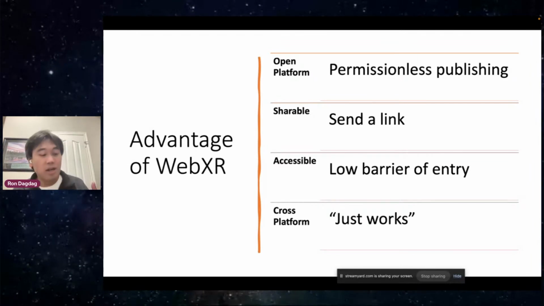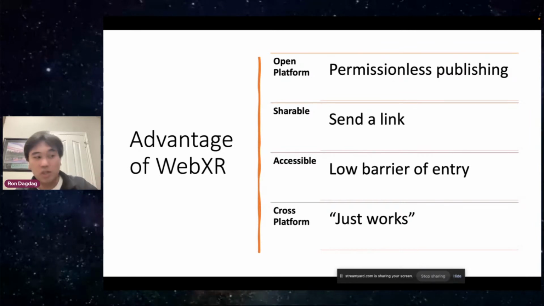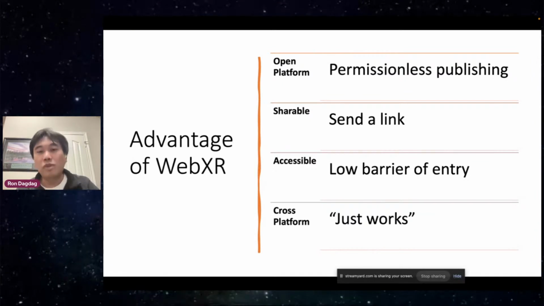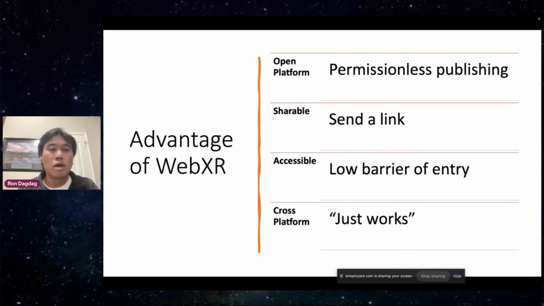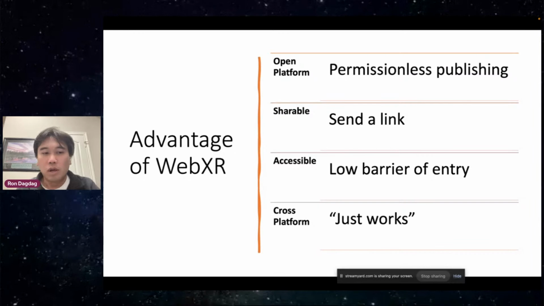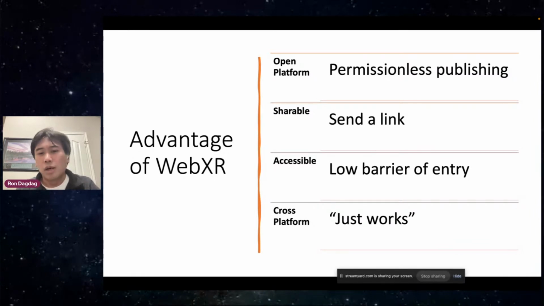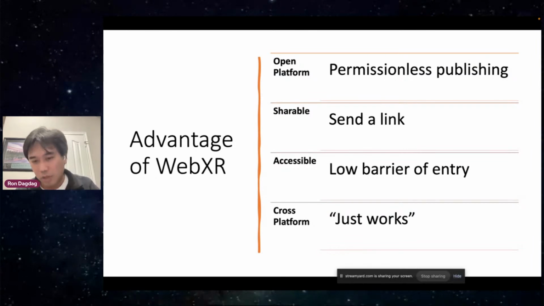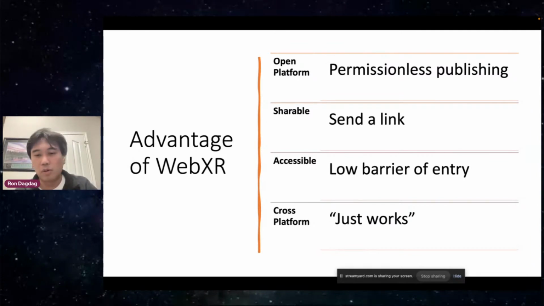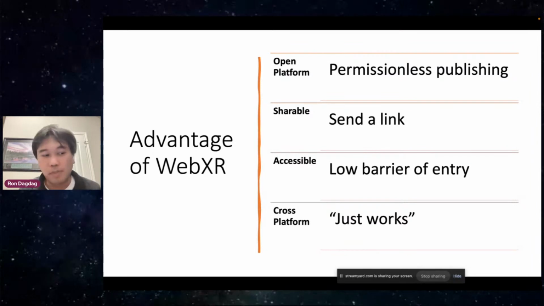Then it's accessible. It is a low barrier of entry. There are a lot more JavaScript developers out there in the world as compared to maybe C# developers for Unity. A lot more people can do web development rather than app development. So it becomes a lower barrier of entry to do WebXR. And then, of course, it's cross-platform. Cross-platform means it just works. Just like websites, of course, there's backwards compatibility. There are things you have to consider whenever you're doing any web project. But the goal is that it is cross-platform.